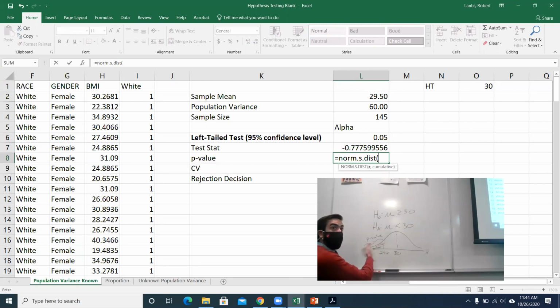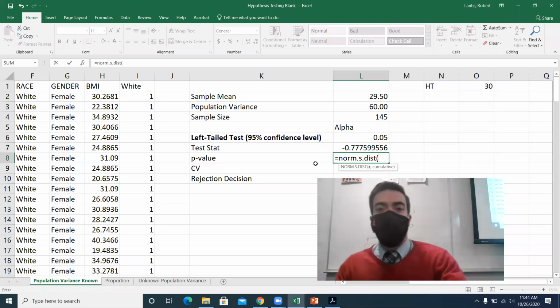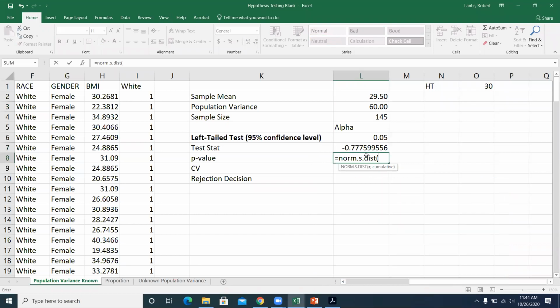But now with a left-tailed test, it's even easier because my p-value was the area to the left, and that's what Excel will tell me. So I don't have to worry about looking for the area to the right and subtracting things from 1. I just tell it my z-value, comma 1. It'll return the area to the left of that z-value I selected. So I get a pretty high p-value here.